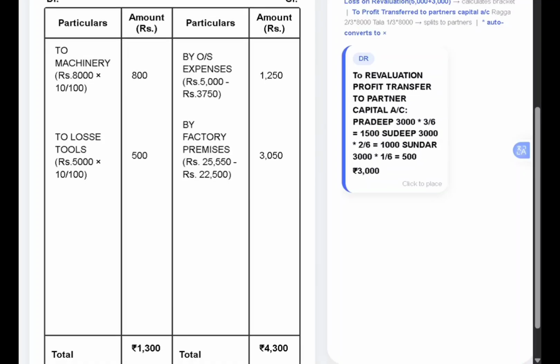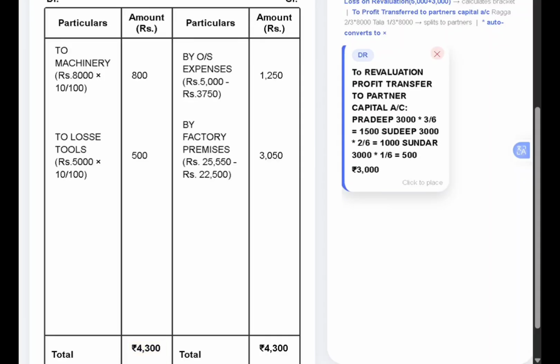So now we are going to balance it. When we find the total roughly, the debit side is 1,300 and the credit side is 4,300. The highest total is 4,300, which should be written on both sides. Here the credit side is more, so therefore it is a revaluation profit. We get the profit as 4,300 minus the debit side total, that is 1,300, which will be 3,000 rupees profit.